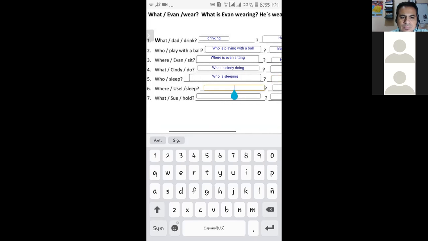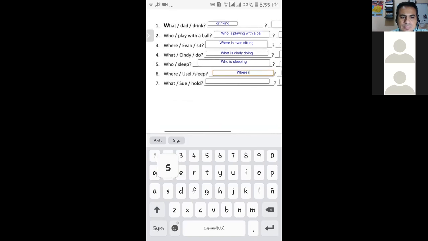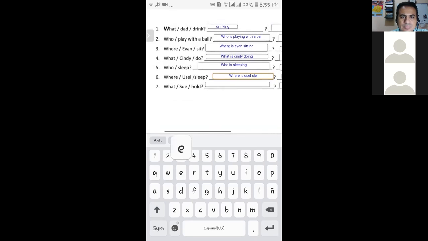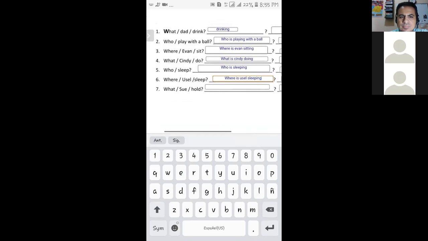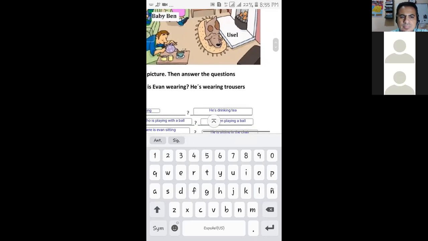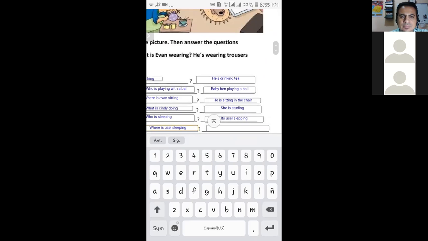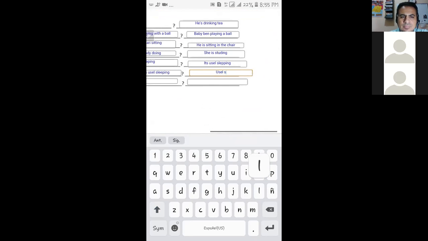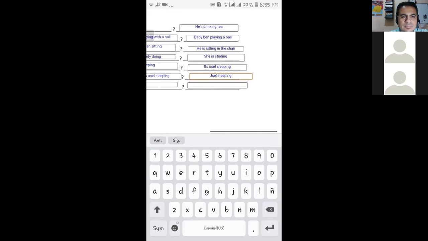Where is Usel sleeping? ¿Está dormido? Usel. Sleeping. Pobre, es under, ¿verdad? Sí, under, no. Sobre es on. Ajá, sí, on, porque under es bajo. Sí, o sea, sleeping on.